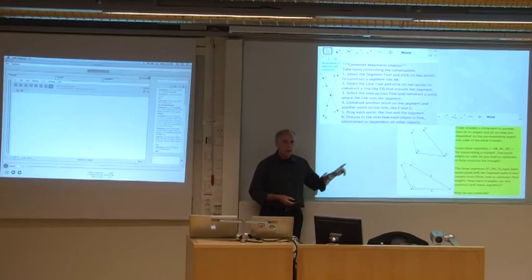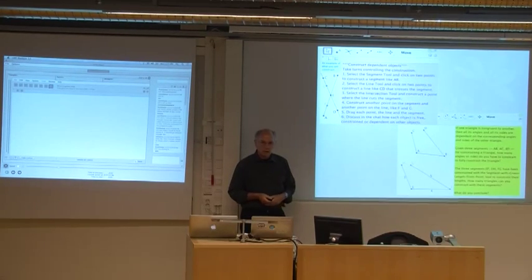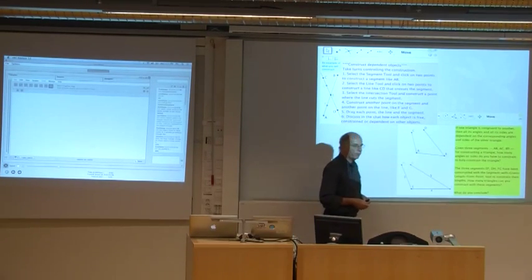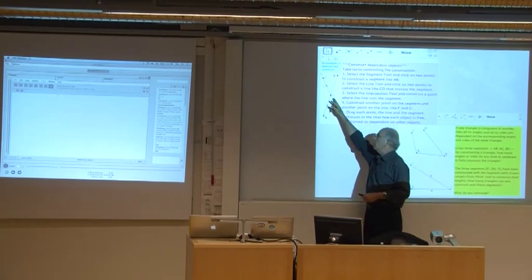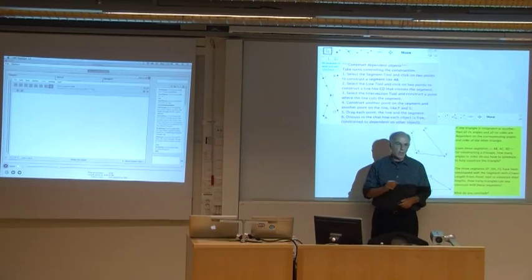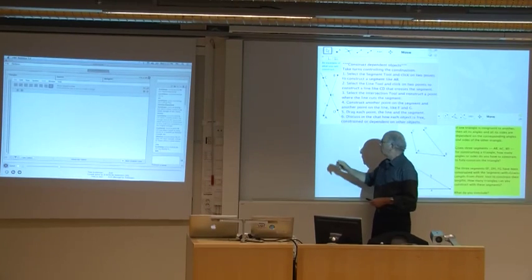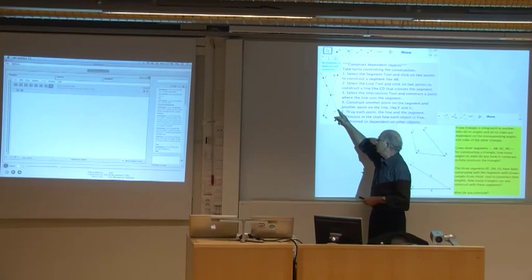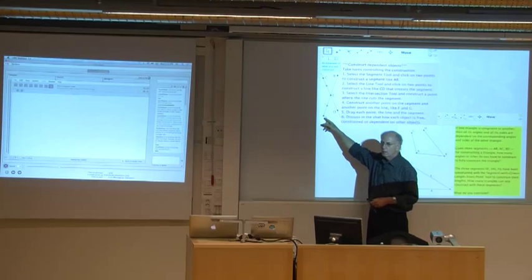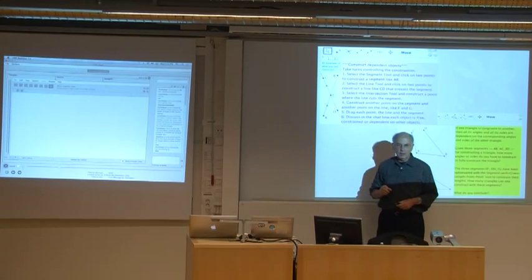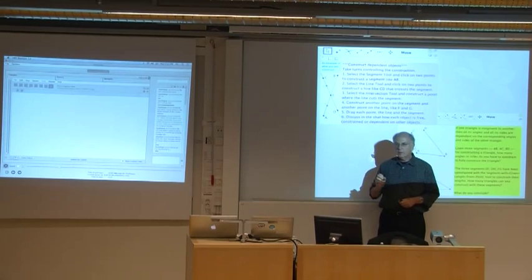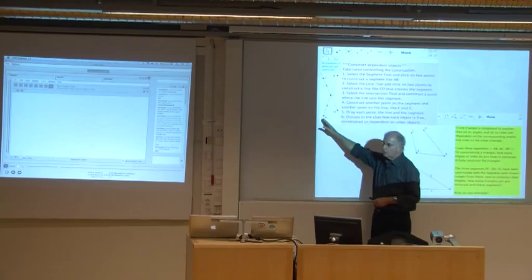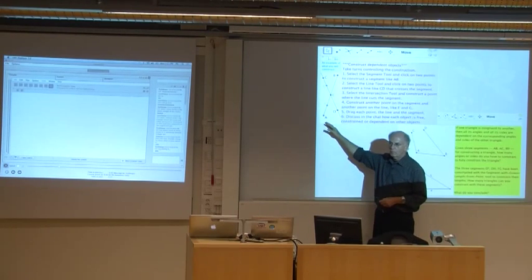And so if you construct this in a dynamic geometry software environment, and you place a point E at the intersection of these two lines, then no matter how you move these points and lines, point E will always remain at the intersection of those two segments. So the position of point E is completely dependent upon the positions of the two line segments.